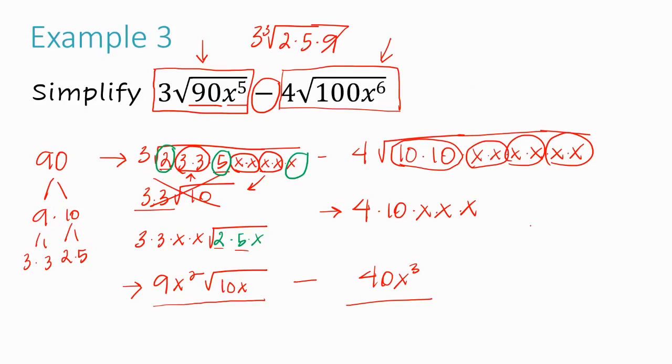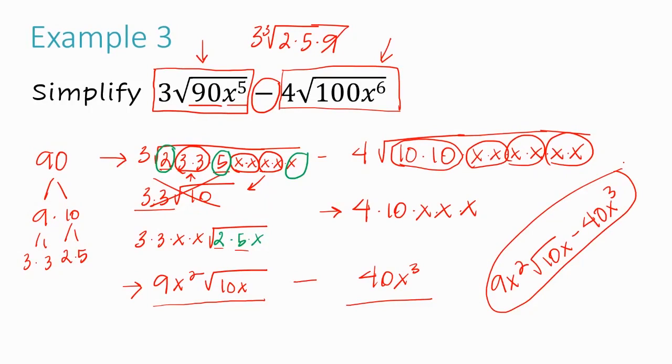So let's see what that's going to look like. 9x squared square root 10x minus 40x to the third power, or cubed, however you want to think of it, is my final answer for example number 3. Let's take a look at example number 4.